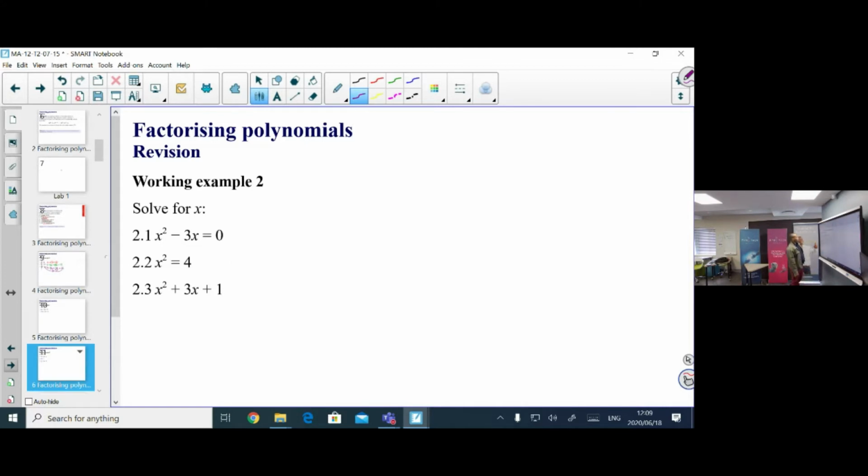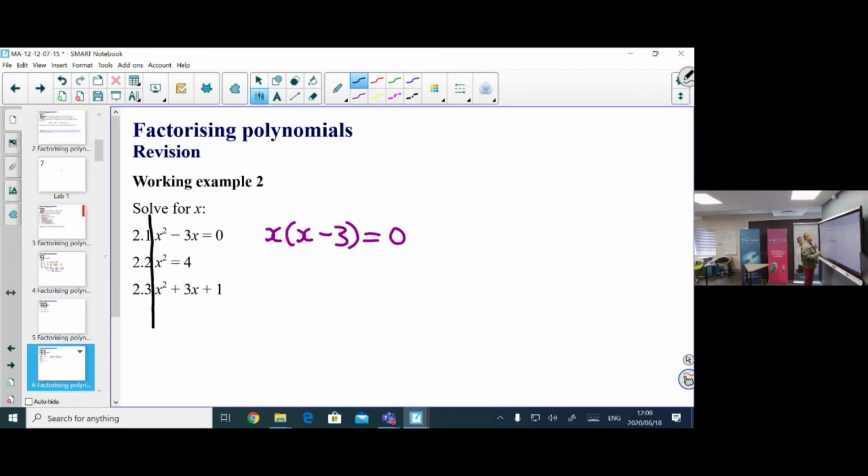Sometimes you have an equation that you have to solve. If it's an equation, it's not any different except that you now have a solution at the end, of a particular value of x or y or whatever the case. So in this case, remember we factorize this to this. So this time we say equals to 0.